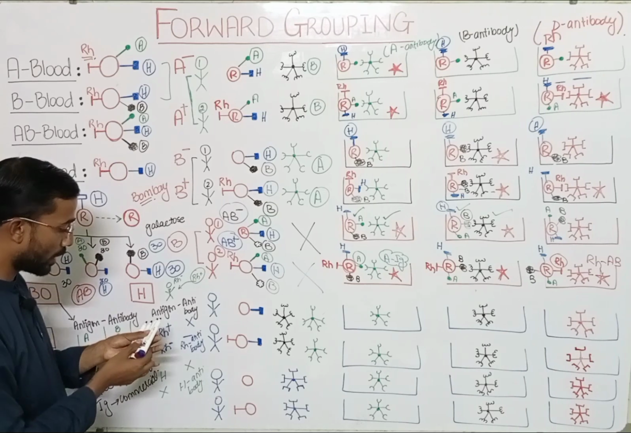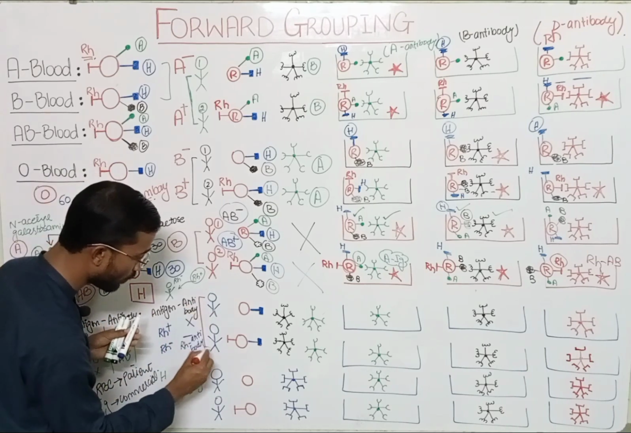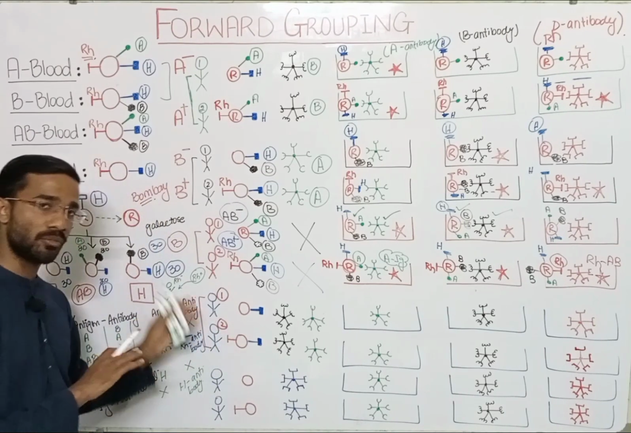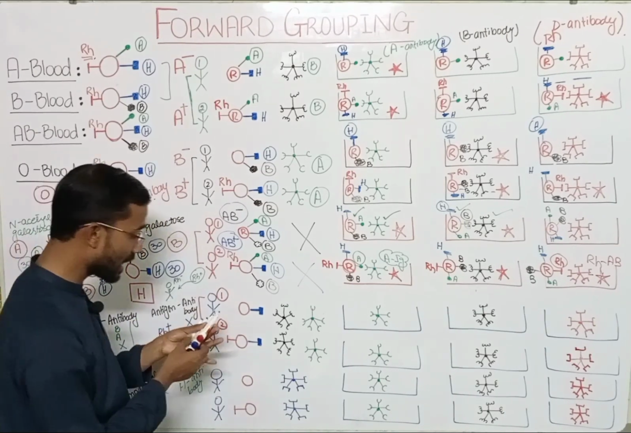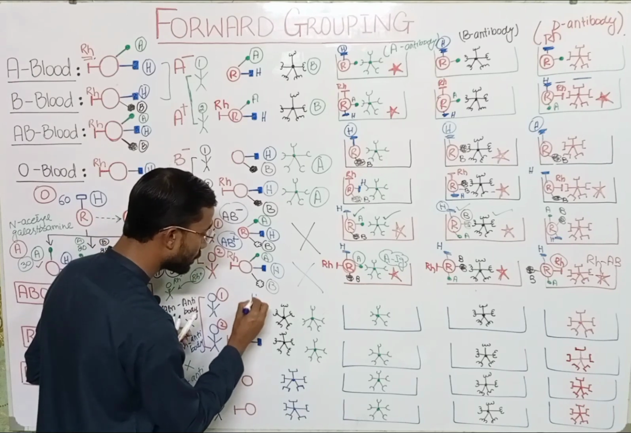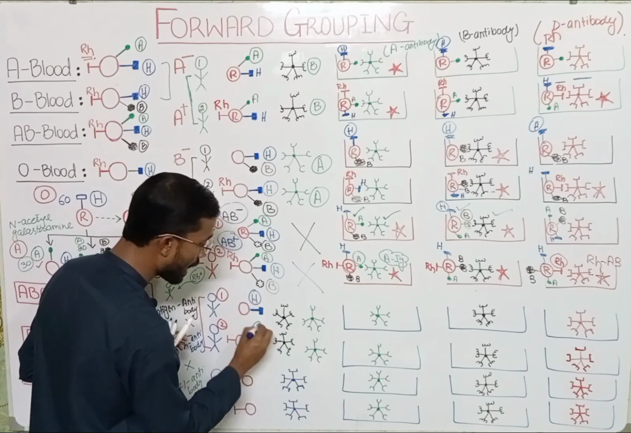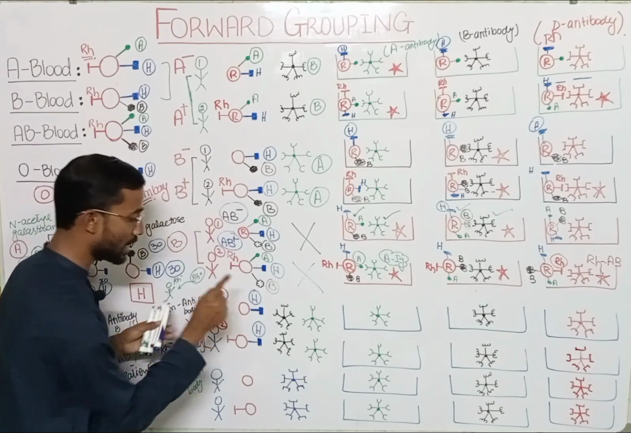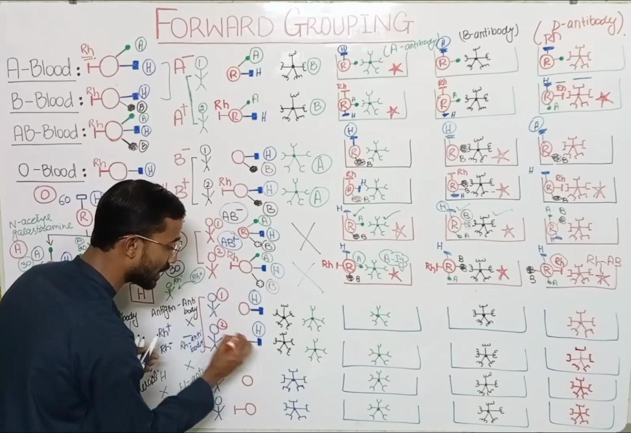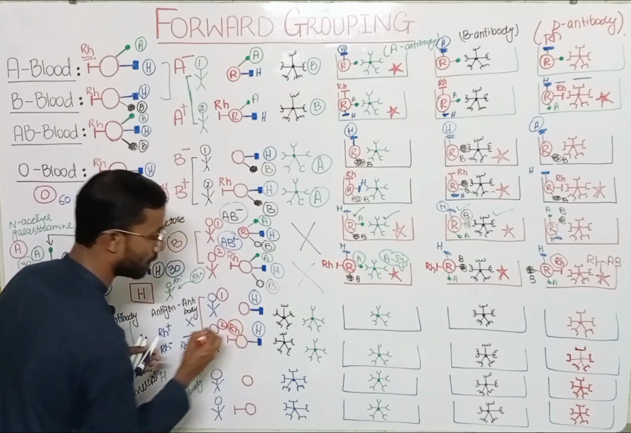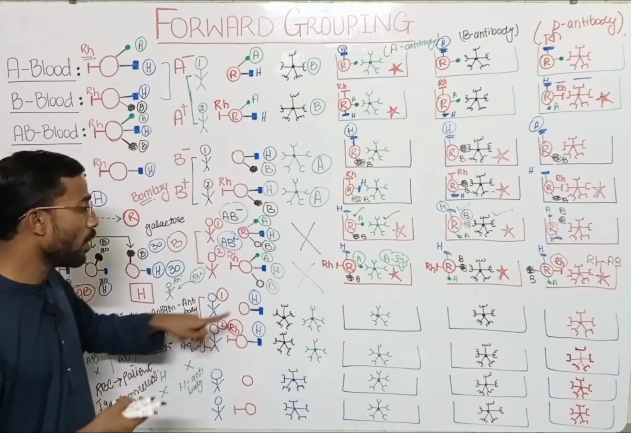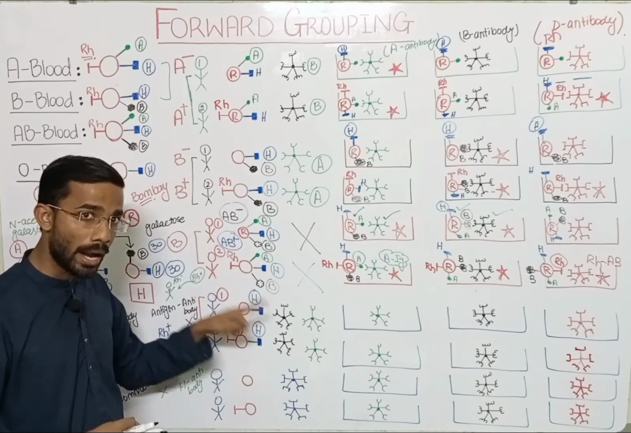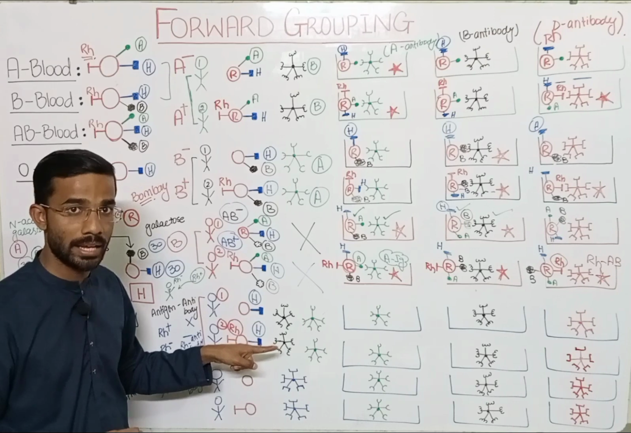Now move forward, then you will see the fourth case. This is the first person and this is the second person. In the first person, you will see only the H antigen. In the second, you will also see the H antigen along with the Rh antigen. Now there is no A or B antigen in both cases, so antibodies can be present in that case.